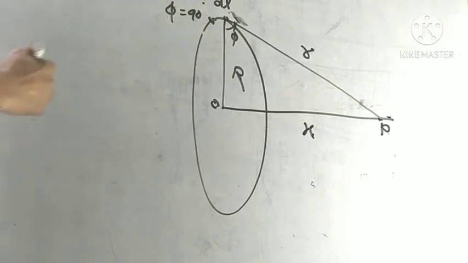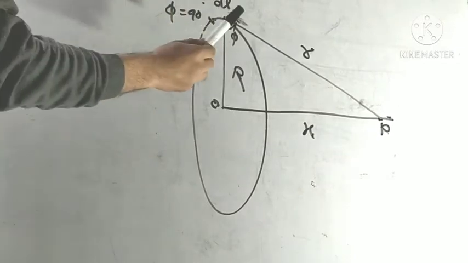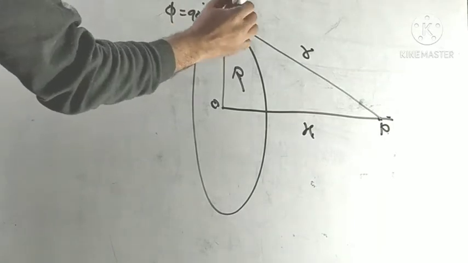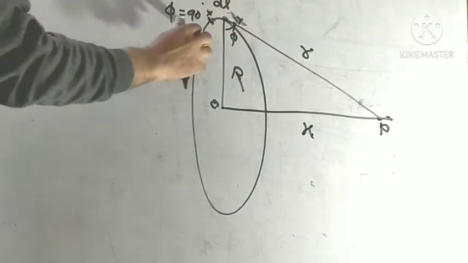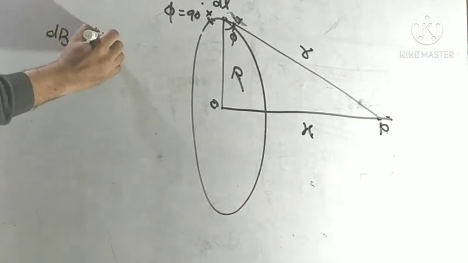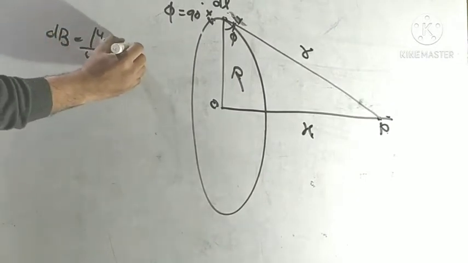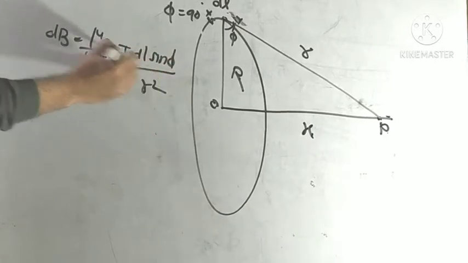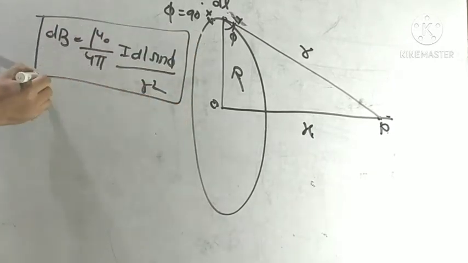So according to Biot-Savart's law, the magnetic field due to the small element xy at point P is dB equal to mu naught upon 4 pi, I dl sin phi upon r square. We take the magnitude value here.